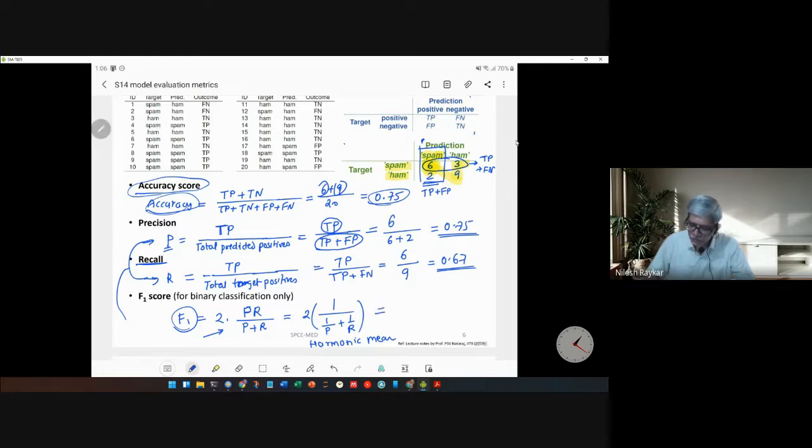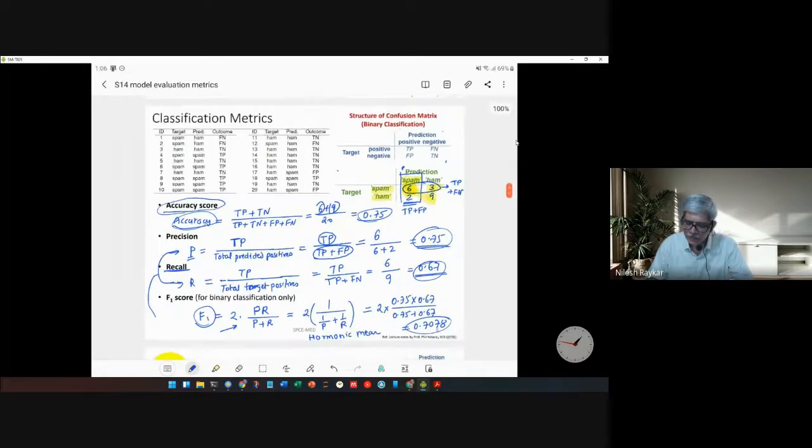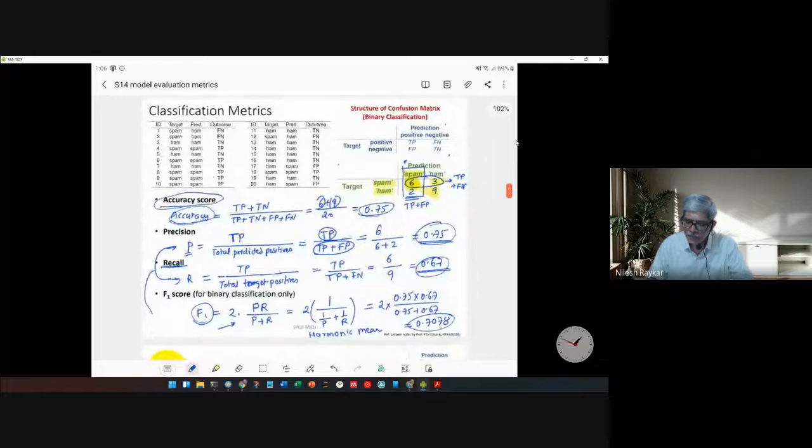So for our model, it will be 2 times P is 0.75, R is 0.67, divided by 0.75 plus 0.67. That comes out to be 0.7078. These are some of the evaluation metrics which are used for classification, and I just gave you which score is to be used in which case. So that is the understanding.